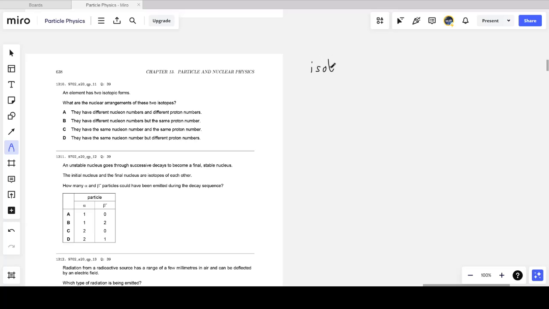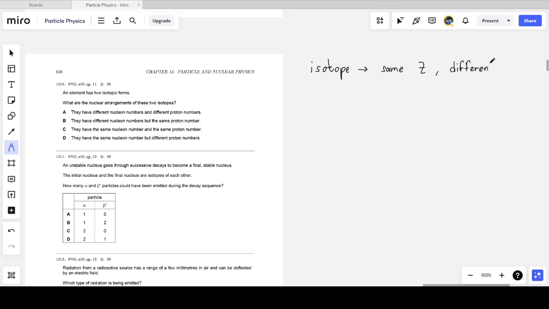If you remember the definition of an isotope, then you've essentially just solved the problem, because you should be able to put together whether they have different nucleon numbers or different proton numbers, etc. But what is an isotope? An isotope is two variants of one element that have the same number of protons, the same proton number Z, but they have different numbers of neutrons.